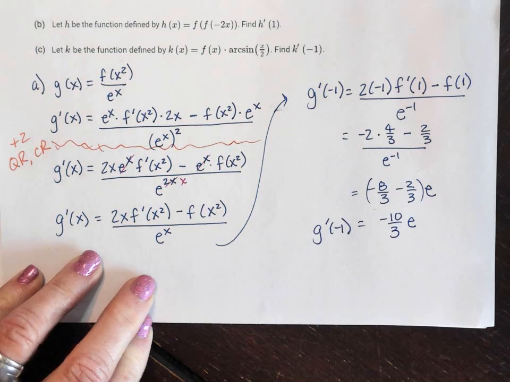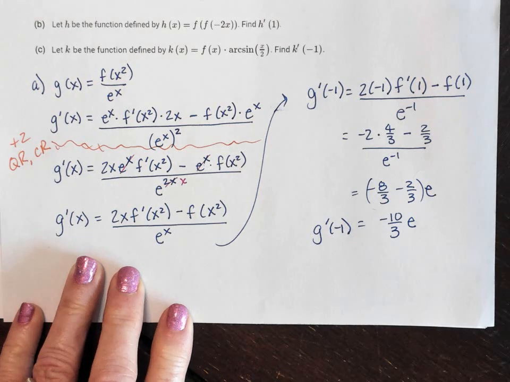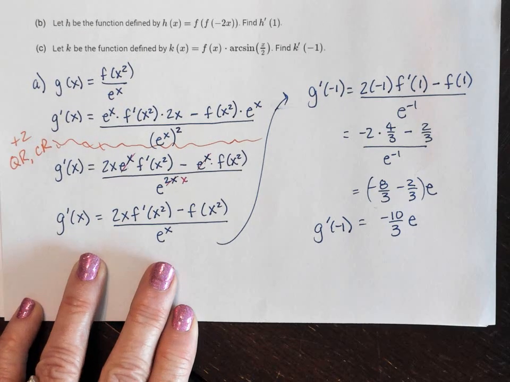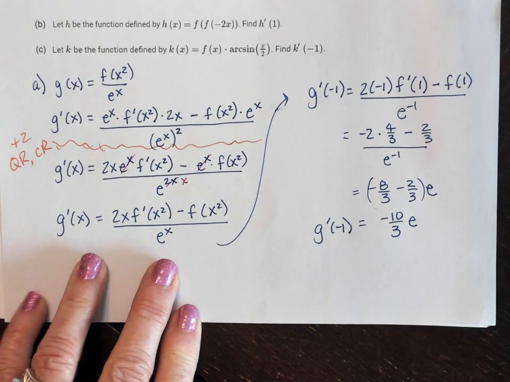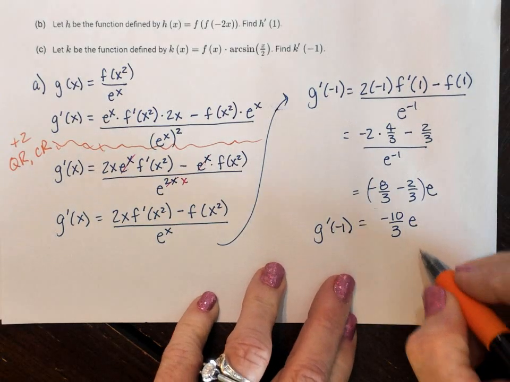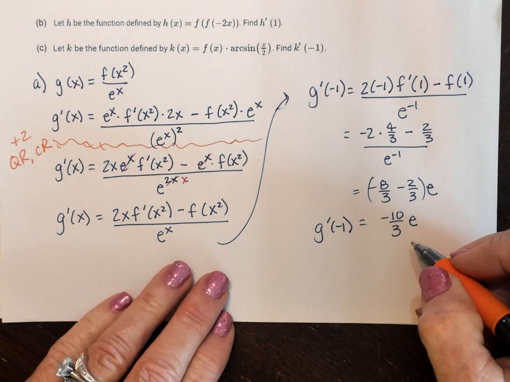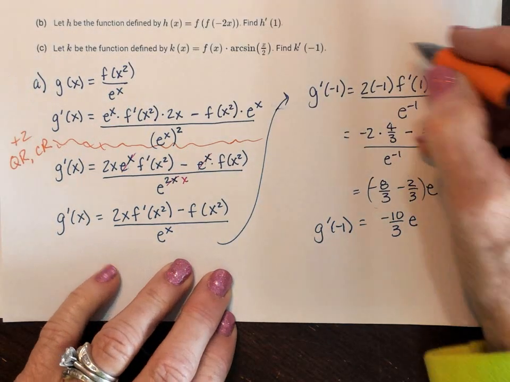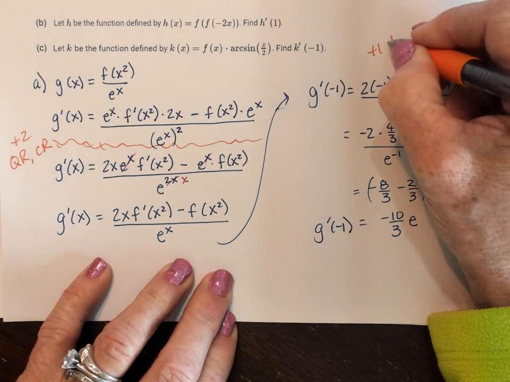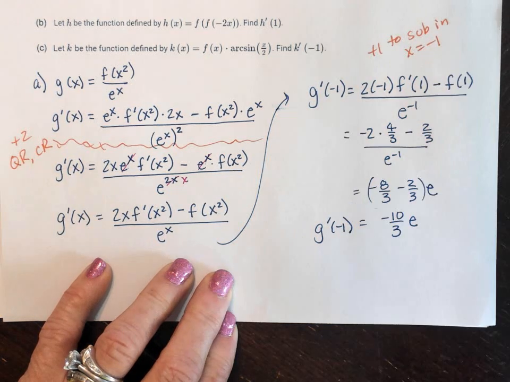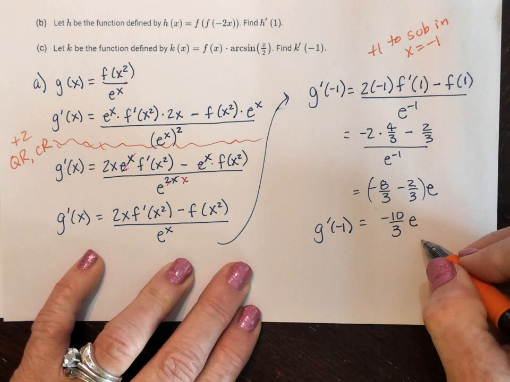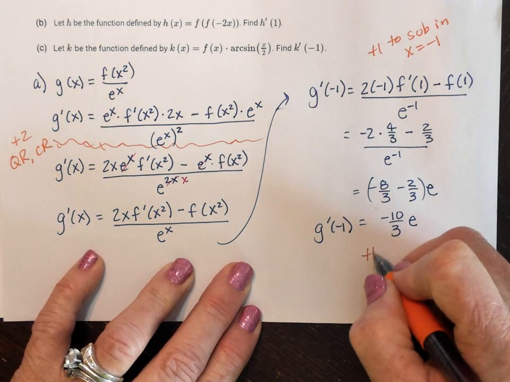What they do is any error is -1 with a maximum of -2. Okay? Then you get plus 1 for subbing in the negative 1. And then you get plus 1 for that answer.